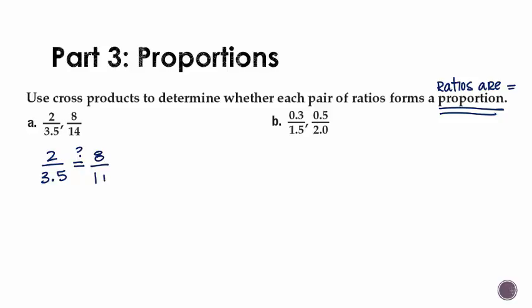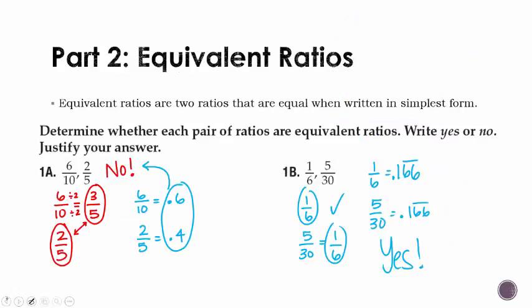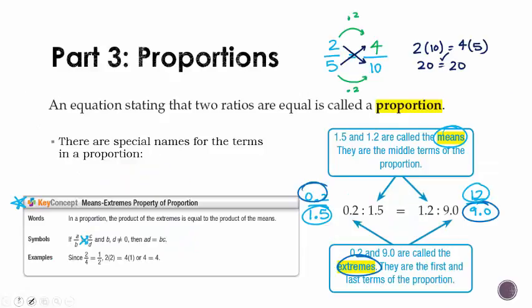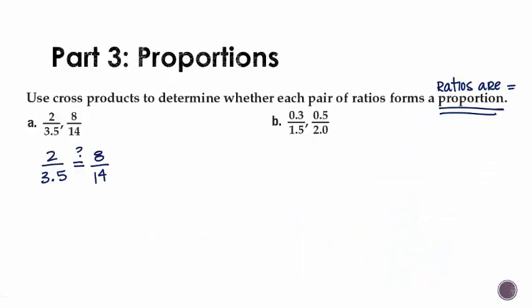So you're trying to ask yourself, are these two things equal? So just like the problems back here, you could type them both in your calculator and see if you get the same thing out. You could simplify them to see if you get the same thing out. But because it asked us to use the cross products, that's what we have to do. We need to multiply these guys together. So 2 times 14, we need to know if that equals 3.5 times 8.